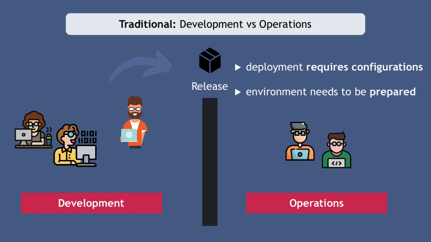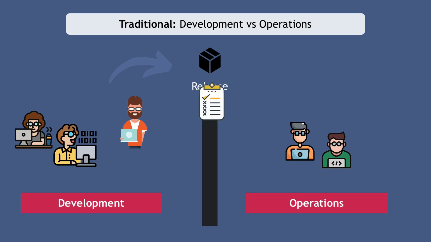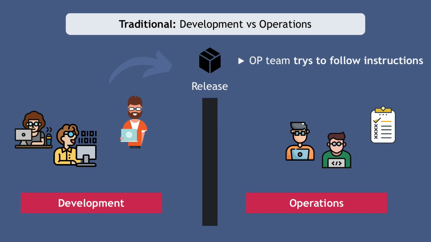So in the traditional software development process, in this ineffective process, what happens is the development team documents the instructions of how to deploy the application and then hands over the application, the built artifact of the application, together with the instructions of how to deploy that to the operations team. The operations team tries to follow the instructions to configure the application, to prepare the environment for deploying it.